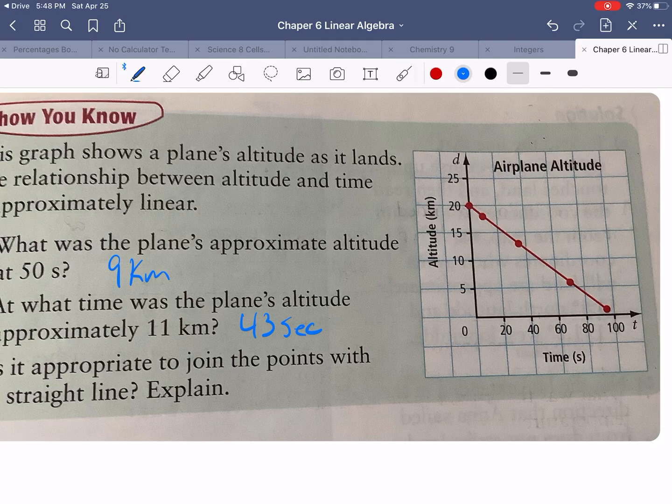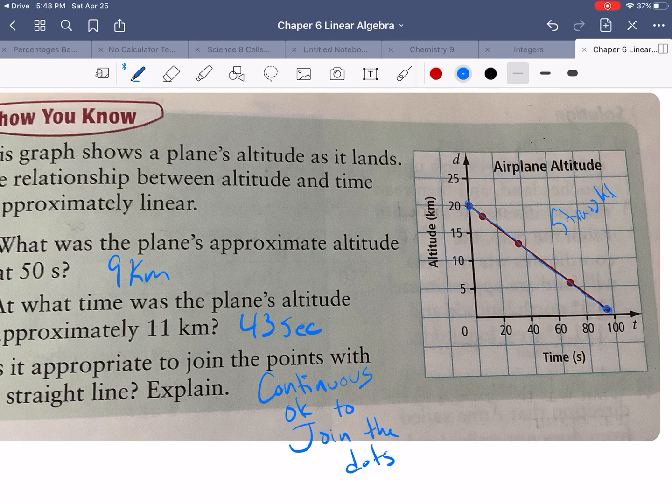So it was high up and then it obviously came down to the runway here. And so, yeah, that makes sense. Is it appropriate to join the points? It looks like it came down in a very straight line. And so when it's in a straight line, we can say that the graph is continuous. And so, yeah, it's okay. It's okay to join the dots together.